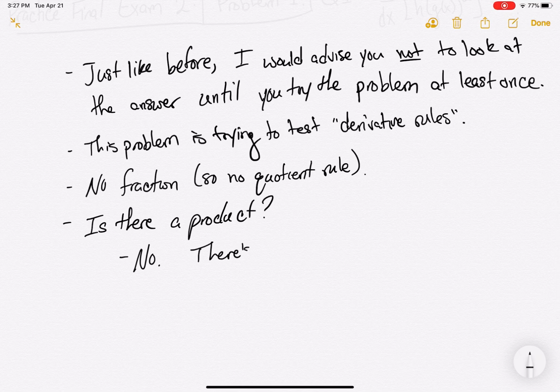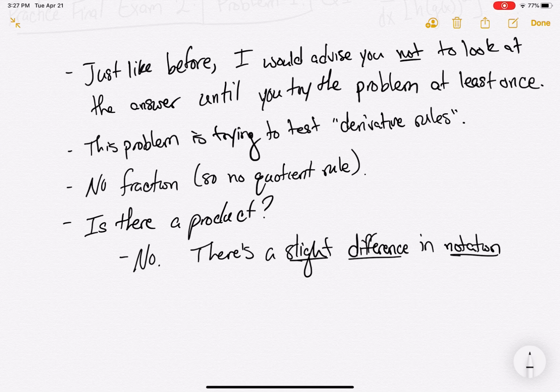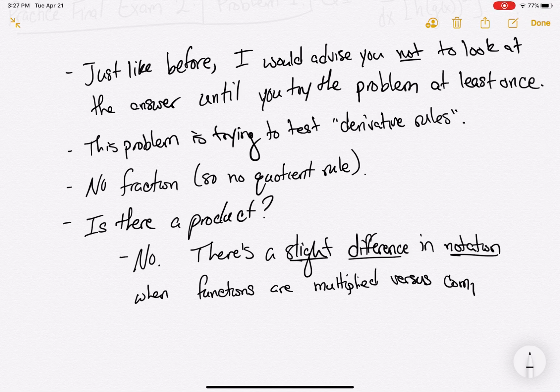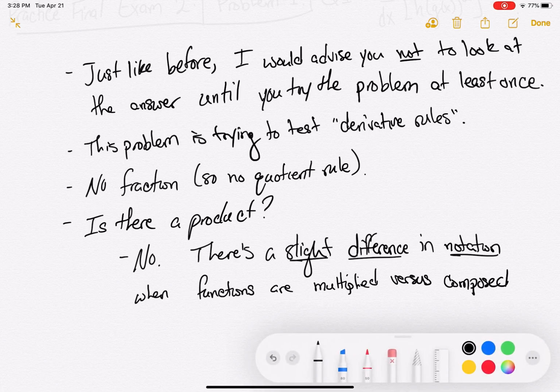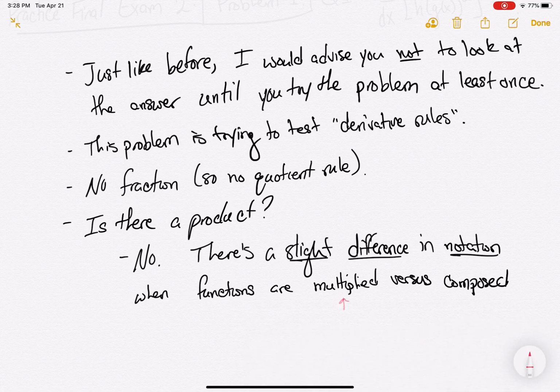And the reason being is there's a slight difference in notation when functions are multiplied versus composed. And of course, multiplied functions would be the product rule. And composed functions is the chain rule.